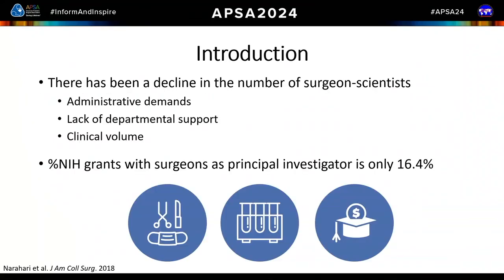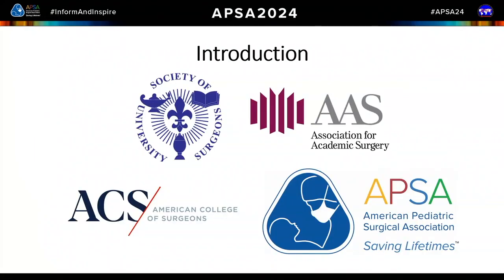There's been a decline in the number of surgeon scientists due to increasing administrative demands, lack of departmental support, and increasing clinical volume. Interestingly, in 2018, only 16.4% of principal investigators on NIH grants were found to be surgeons. Fortunately for us, there are a number of surgical societies that provide grants and scholarships for junior faculty to help support them clinically and monetarily during this important time in their research development.